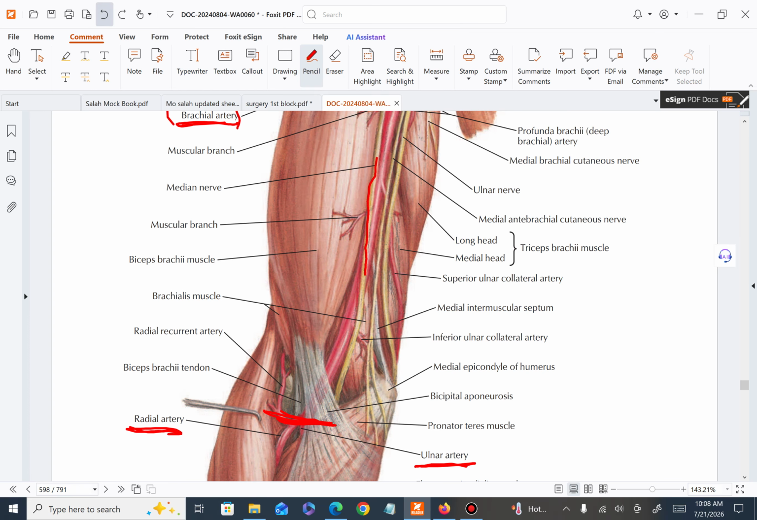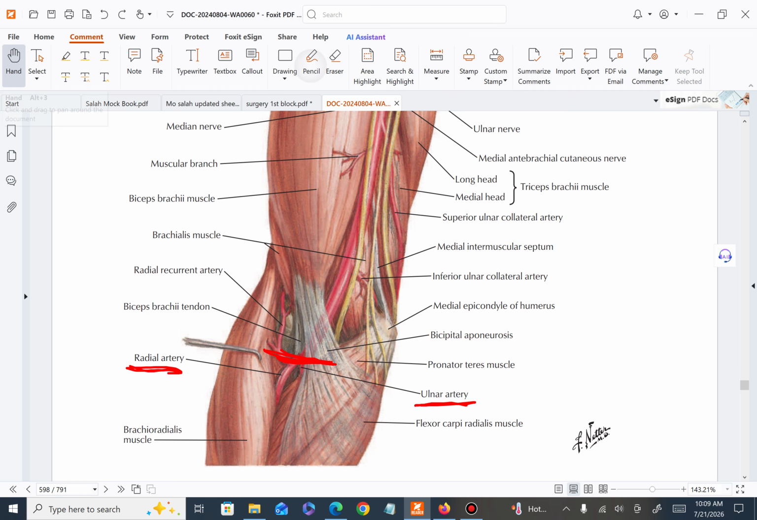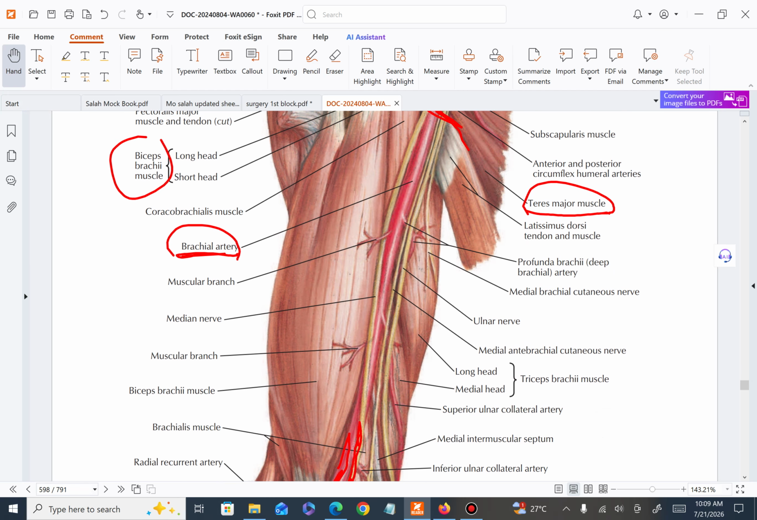So this is in the mid arm, while in the lower arm and the cubital fossa, the brachial artery becomes lateral, while the median nerve becomes medial to the brachial artery. This is the median nerve, and this is the ulnar nerve and brachial artery. Brachial artery is lateral, while the median nerve is medial to it. So this is the relation of the median nerve to the brachial artery.